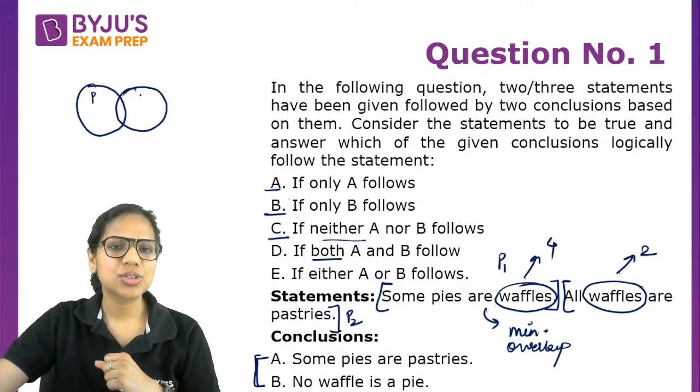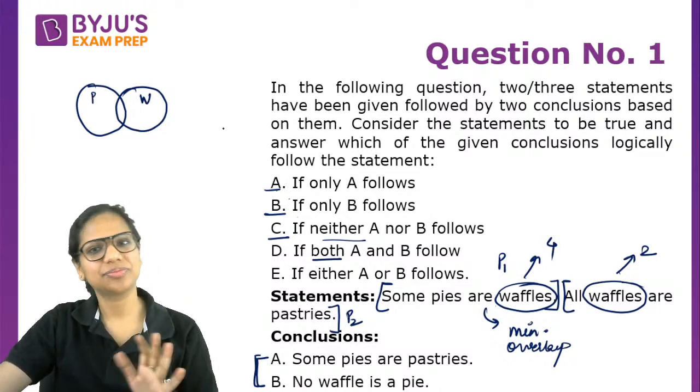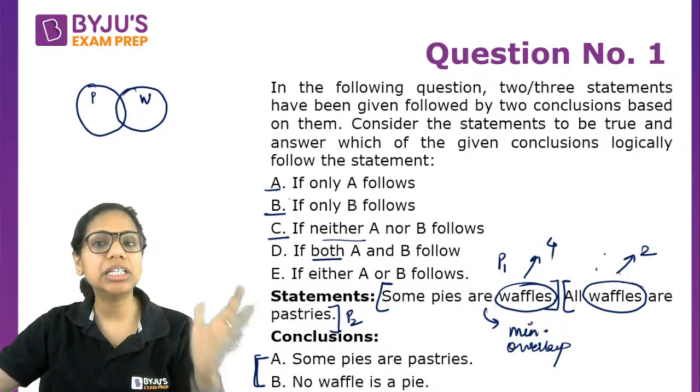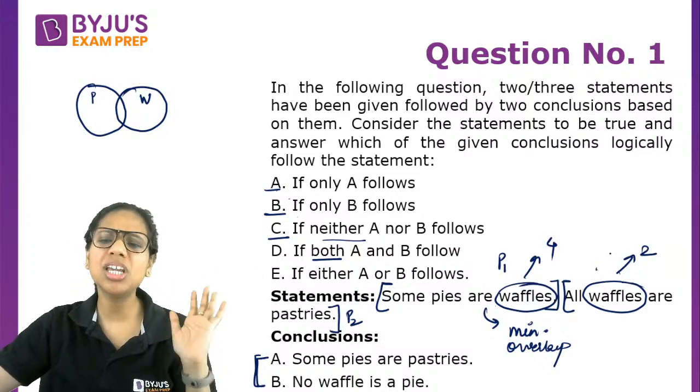Sorry. So some pies are waffles. One of the diagrams had complete overlap. A is equal to B, so we'll choose the other one.